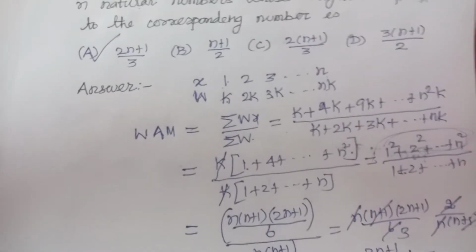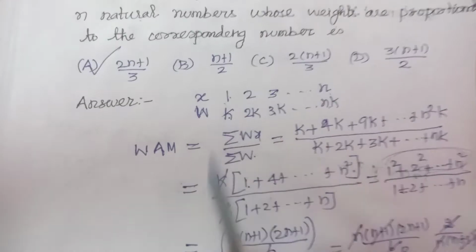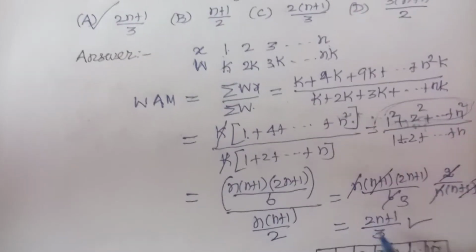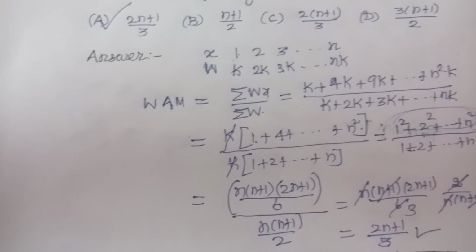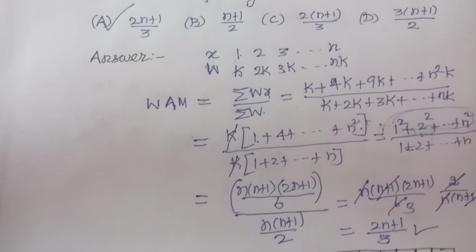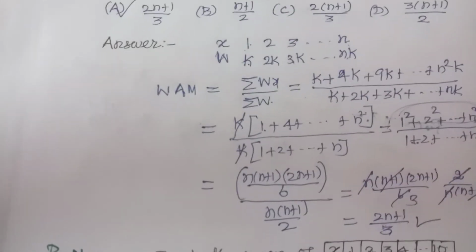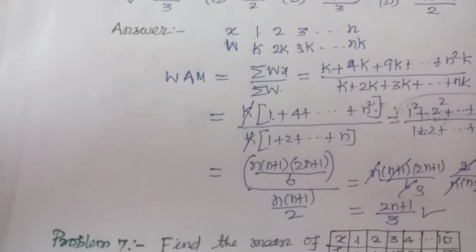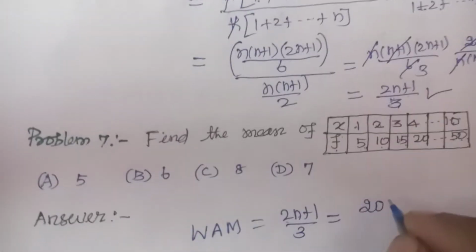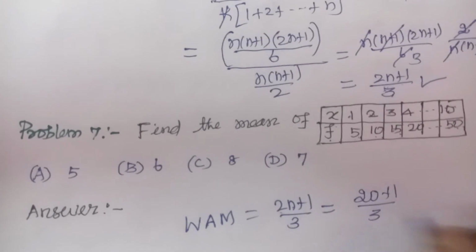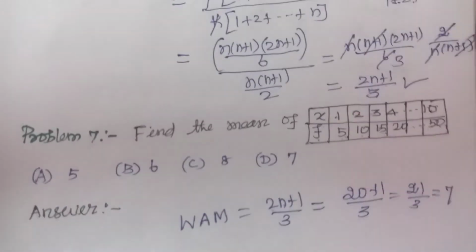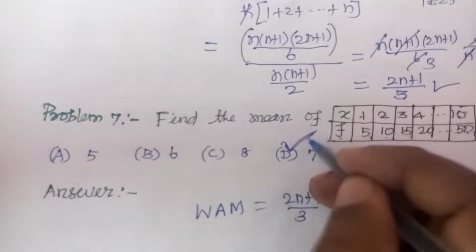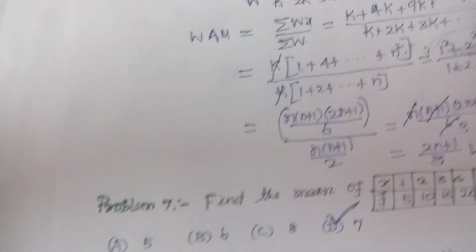Therefore we can simply substitute here, otherwise we can follow this procedure. We already know from the previous problem that the weighted arithmetic mean is (2n plus 1) divided by 3. Just substitute n equal to 10: 2 into 10 is 20, 20 plus 1 is 21, and 21 divided by 3 is equal to 7. The option D is the correct answer. Next, let's go to the next problem.